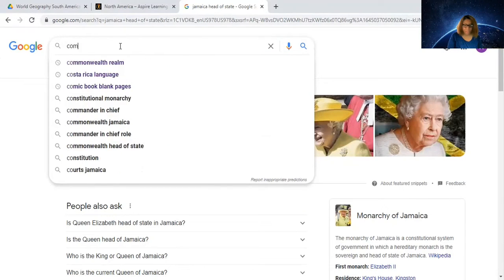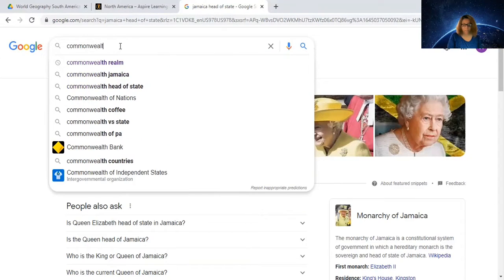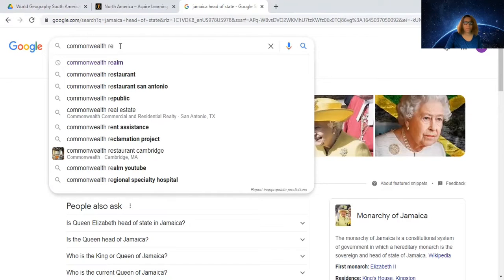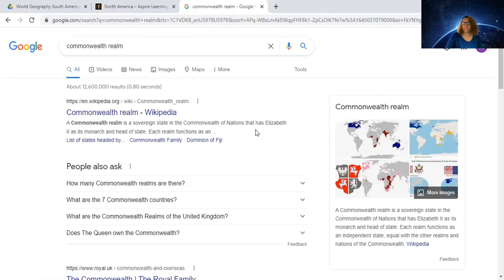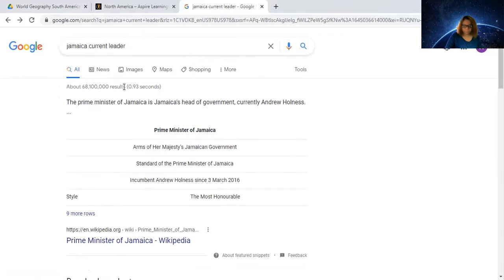So one thing you might want to research, if you ever want to go down that rabbit hole, is called Commonwealth Realm. So reading about that will give you a greater understanding of what that means and why there will be a difference between the head of state and the head of government. And so you can note that on your worksheets or just put the head of government on your worksheets. So Jamaica was a good one to show for that.